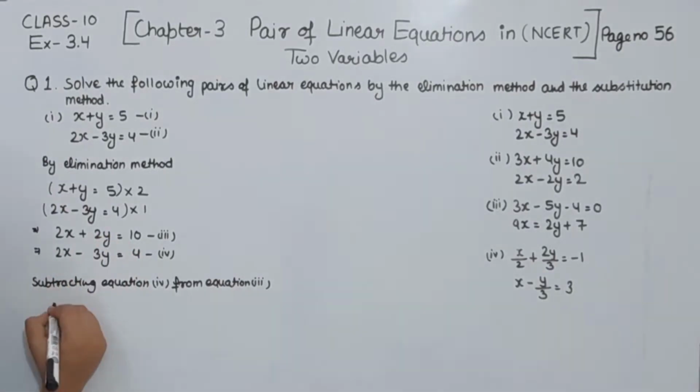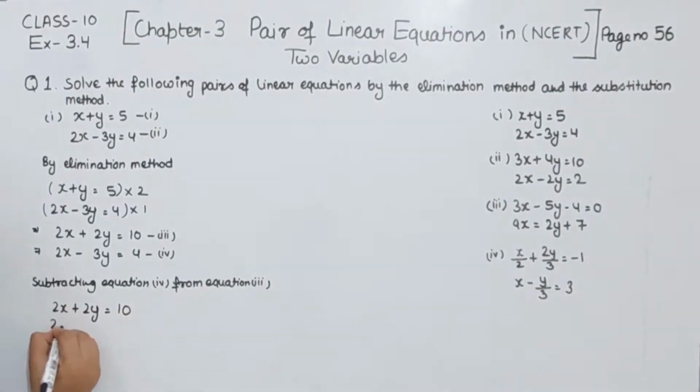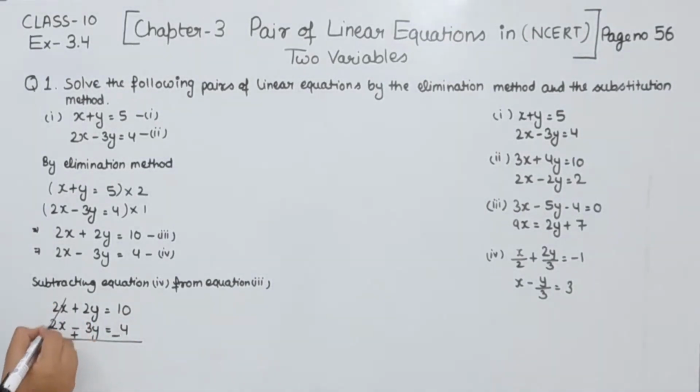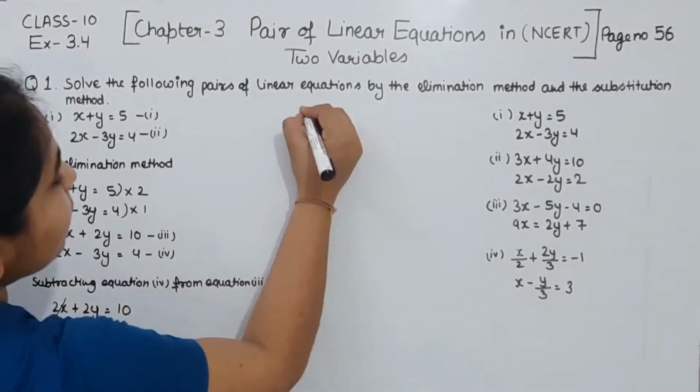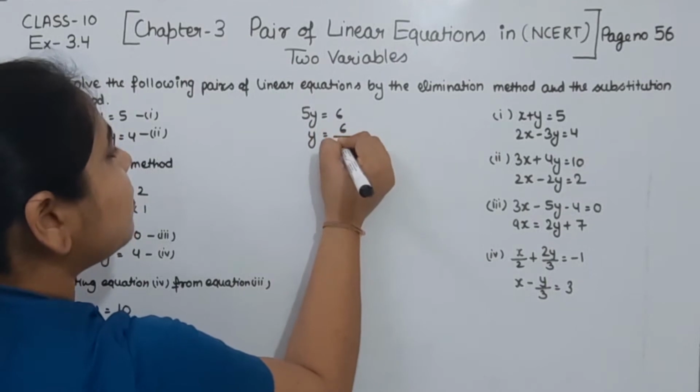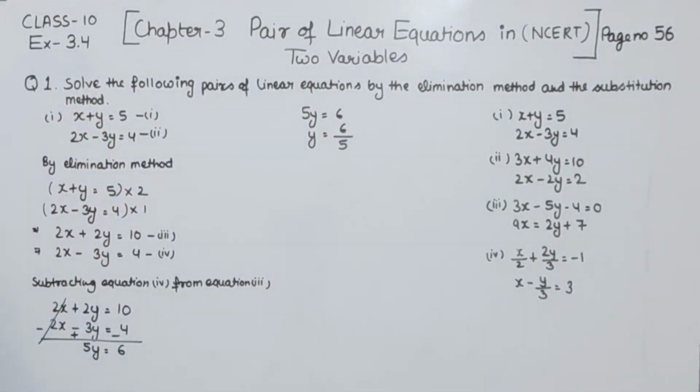Equation 3 is 2x plus 2y equal to 10, and equation 4 is 2x minus 3y equal to 4. We are going to change the signs. Now 2x and 2x cancel. Plus and plus, we have 2 plus 3 equal to 5y, and minus minus gives plus 6. So we have 5y equal to 6. Now 5y equal to 6, y equal to 6 by 5. This is the value of y.